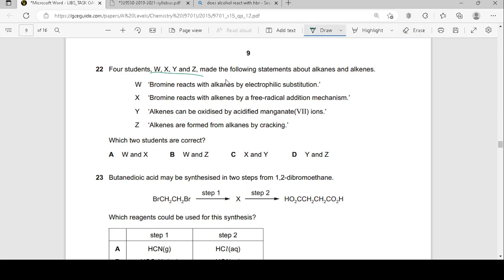Bromine reacts with alkanes by electrophilic substitution. Well, the main reaction mechanism of alkanes is actually free radical substitution, so I would say W is wrong. Each organic group has its own set of reactions that they're more prone to have. Bromine reacts with alkenes by a free radical addition mechanism. Now, the usual reaction of alkenes is electrophilic addition, right? So I would say X is also wrong.